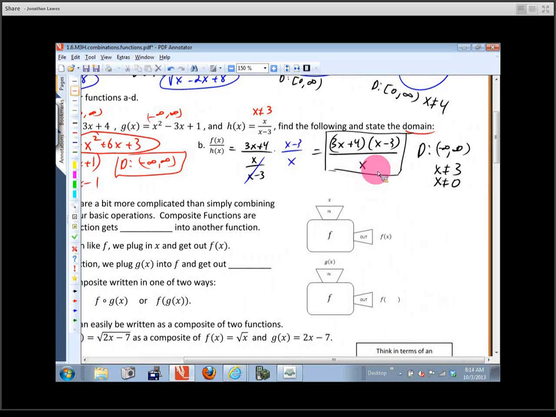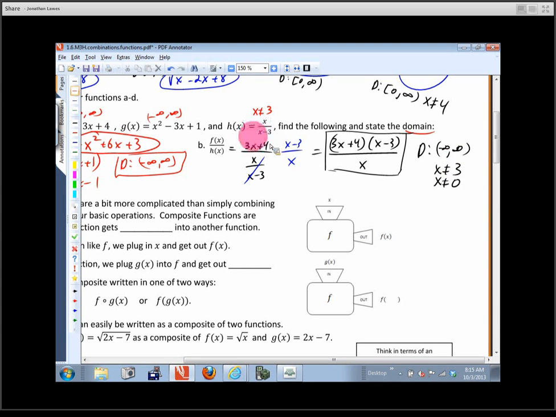So the easiest way to figure these out, generally speaking, is throw out anything that doesn't work with either one of the two pieces to begin with. Okay, so what didn't work is the 3. And then simplify your answer and see if there's anything else you need to throw out. In this case, you can see that we're dividing by x, so I can't use a 0 either. So it's from negative infinity to infinity, except for these two numbers, only a 3 and a 0.